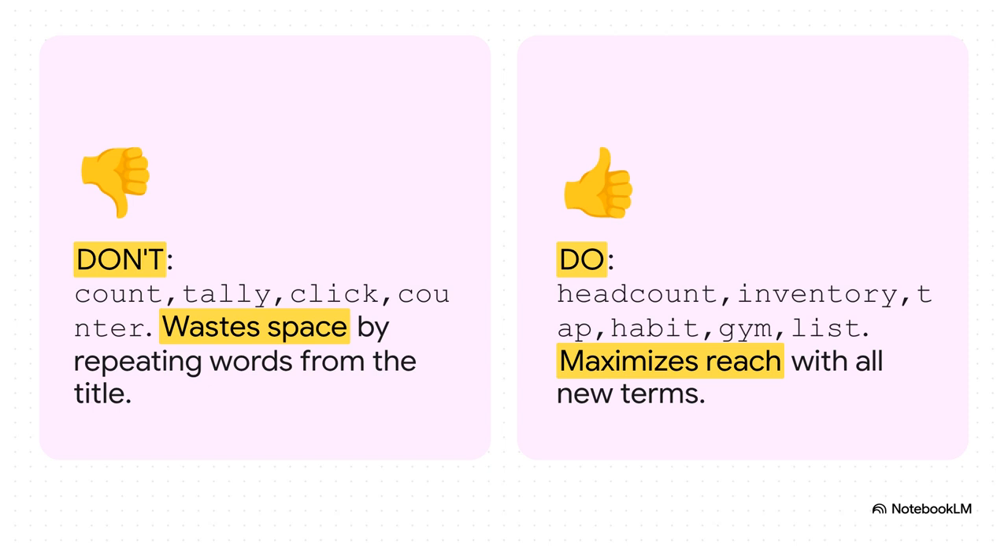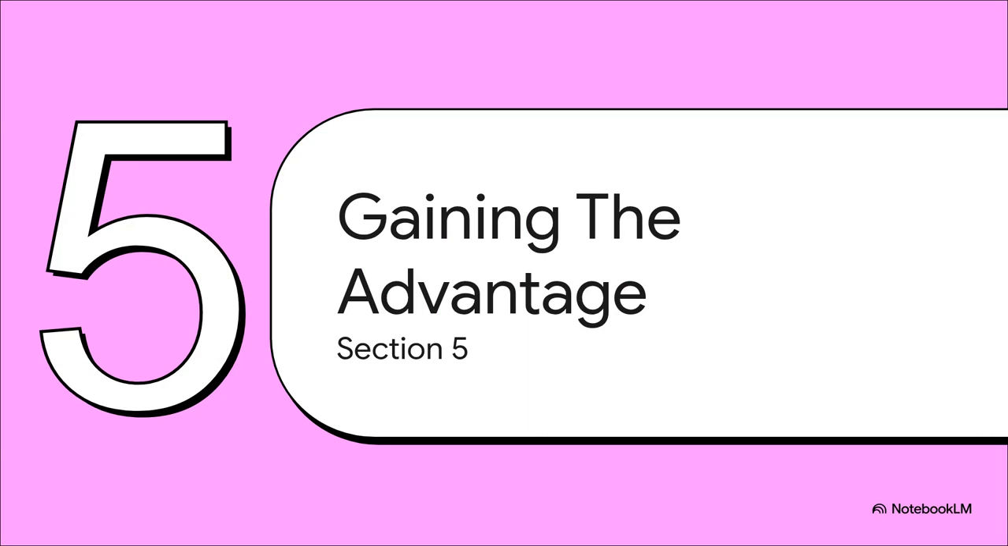You can see in the optimized example, it's packed with fresh keywords like headcount, habit, gym, score, all separated by a comma with no spaces. This is how you maximize every single character to expand your reach. So let's get into section 5, gaining the unfair advantage.